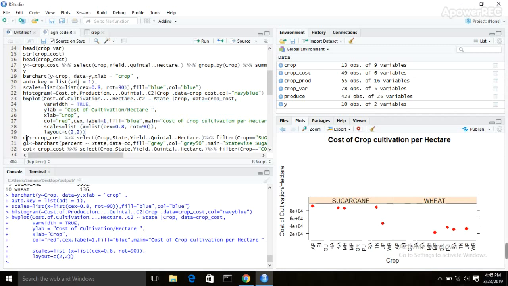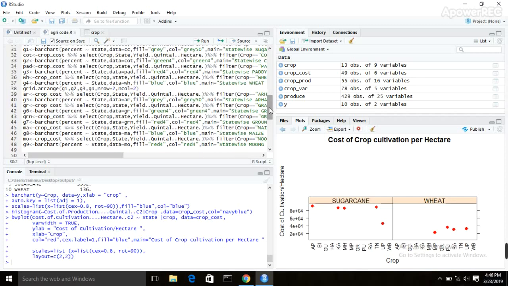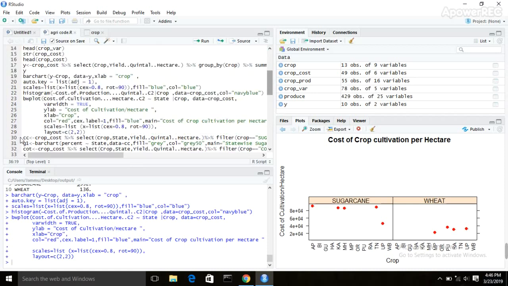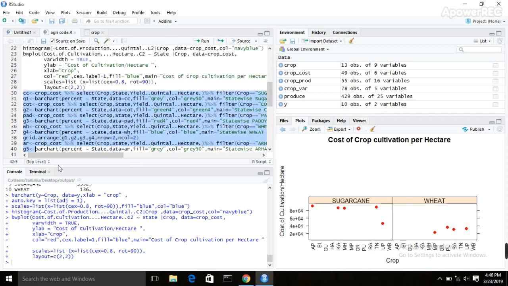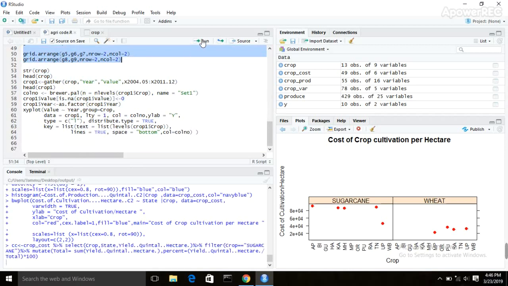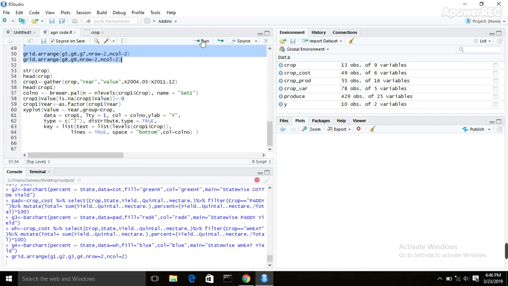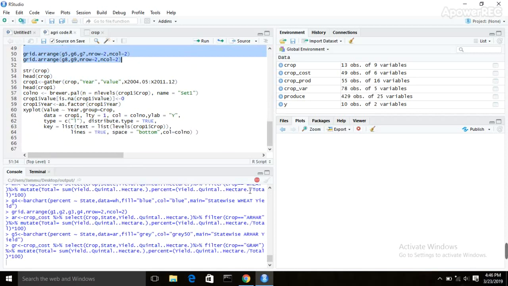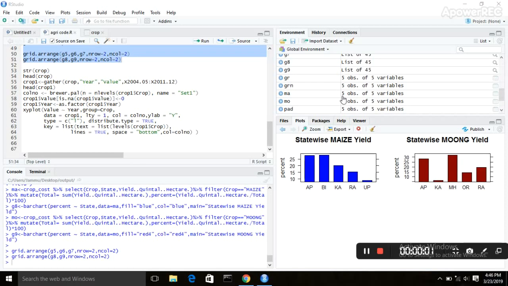Next, I am going to analyze the crop cost. In the same way, we select the crop, state, and yield, and I am going to fill by state, summarizing the crop per hectare. I have selected all the crop varieties, taken 10 crops, and arranged these crops in a grid because I want to show them side by side. See, the data has been loaded, and now you see why I used the grid.